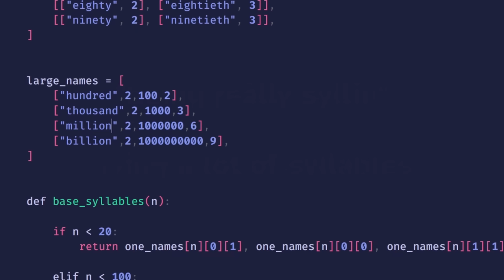Yeah. Since that last video, I've been working really hard on improvements to minimize silliness, many of which were suggested by the viewers. So let's take a look at the new fastest number names.